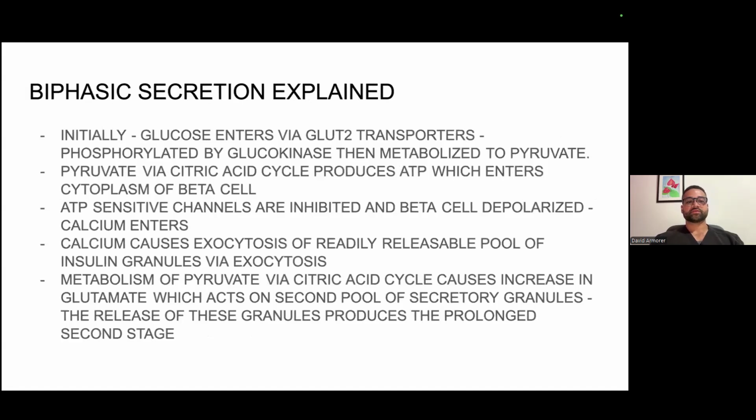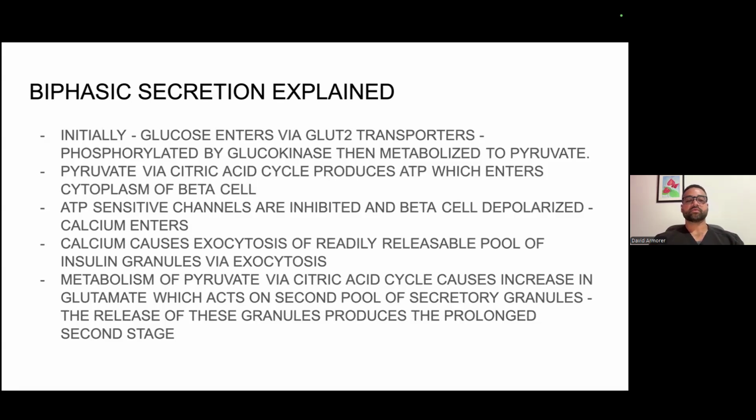So, the biphasic secretion explained. Initially glucose would enter via the GLUT2 transporters, and it's phosphorylated by glucokinase, which is then metabolized to pyruvate. Pyruvate via the citric acid cycle produces ATP, which enters the cytoplasm of the beta cell. ATP sensitive channels are inhibited in the beta cell and the beta cell is depolarized when calcium enters.